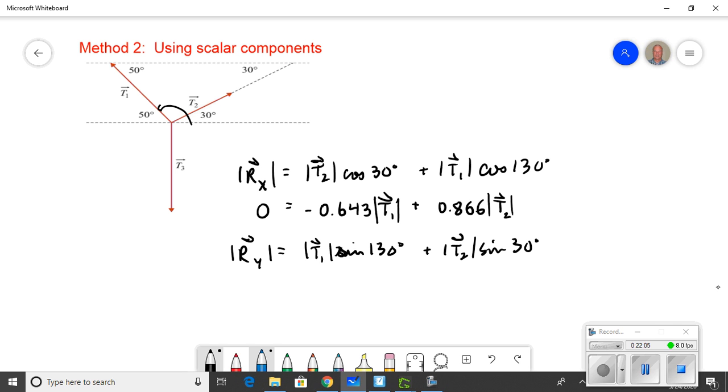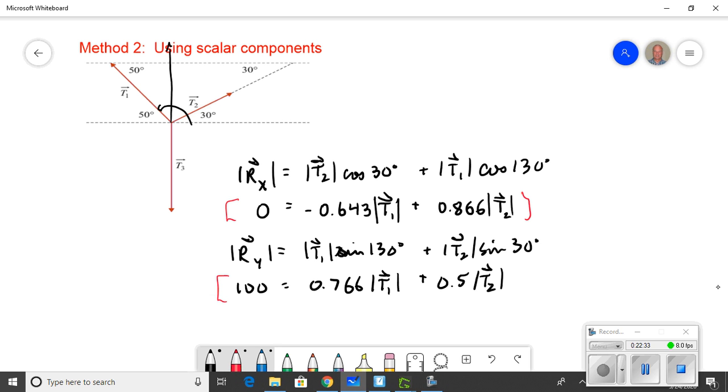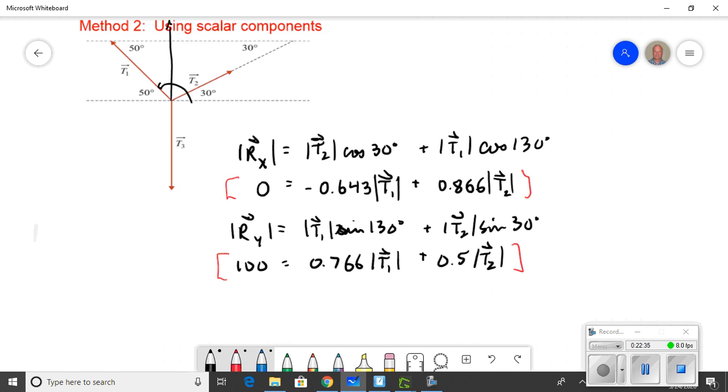Okay. And Ry actually is 100. So now I have the situation where I've got 0.766 times T1, and then the sine of 30, you've got 0.5 times T2 here. So my system is determined by these two things here.